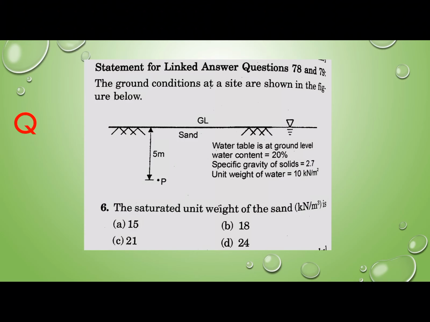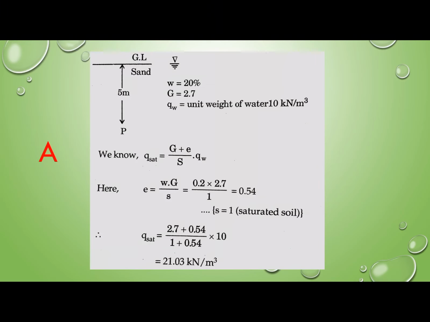So the saturated unit weight of the sand we have to find out. The options are 15, 18, 21, 24. So we all know the basic equation for that. But before that, just find out the void ratio. The void ratio is G into w divided by S. From the basic equation, e into Sr is equal to G into w. So we are getting the void ratio as 0.54.